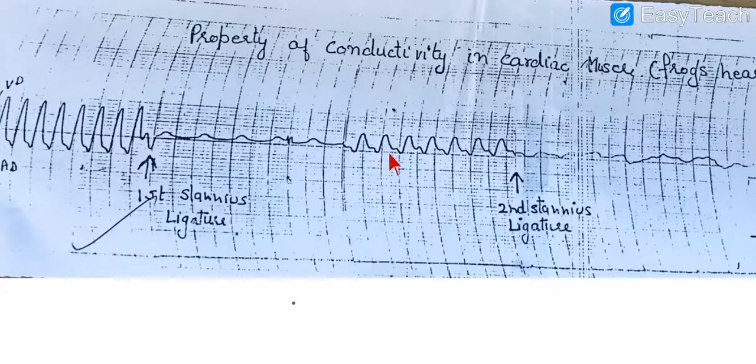So in 1 second there are 3 beats, but before the application of the Stannius ligature, 1, 2, 3, 4, 5, this is the 25. There is 1, 2, 3, 4 and 5 completion of the cycles, right. This was the 5, it has changed to 3, it means the heart rate is reduced, height is reduced, it means the force of contraction is also reduced.